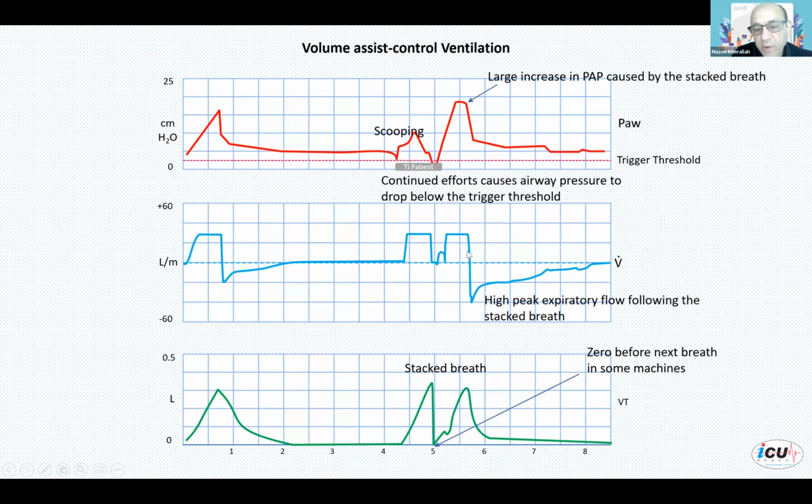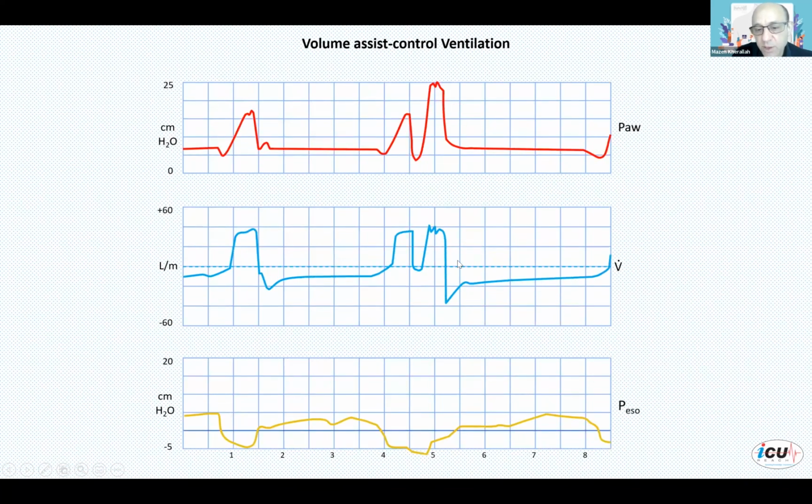Next, you see that we have now a large tidal volume inside the chest. It will generate high peak expiratory flow. And you can see the area under the curve in the flow over time curve is representing exhalation of both the initial breath tidal volume and the second breath tidal volume.